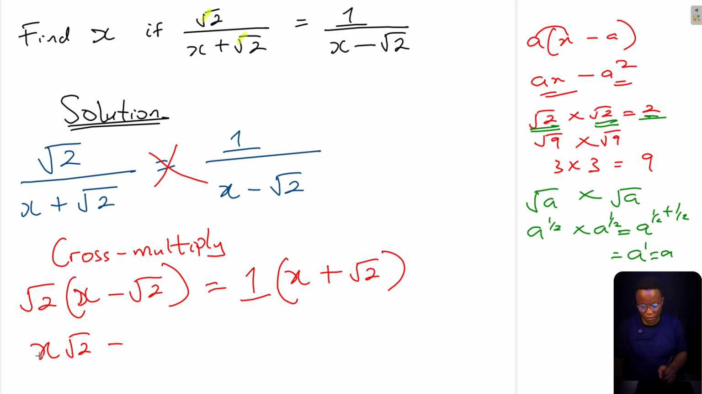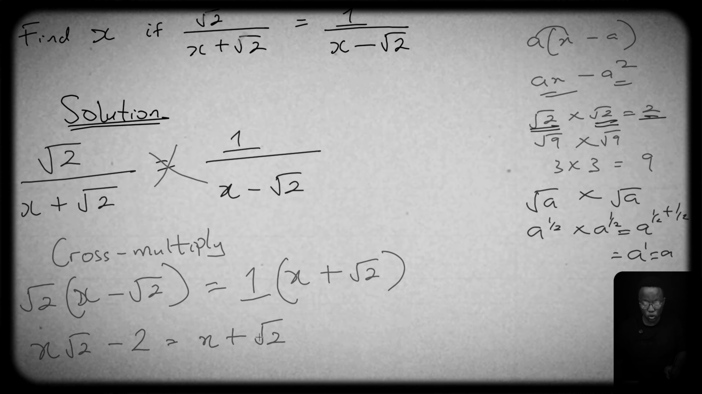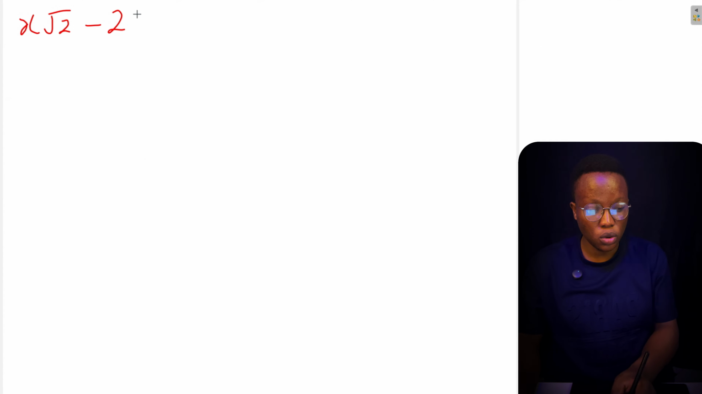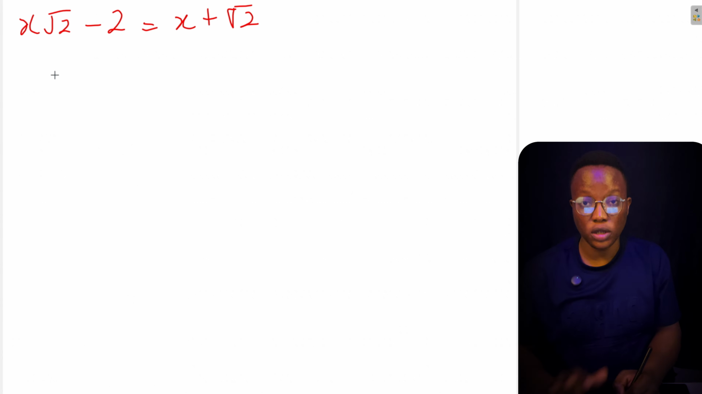So we have x into root 2 minus 2 is equal to 1 multiplied by anything, it's the same here, so is equal to x plus root 2. x into root 2 minus 2 is equal to x plus root 2. Okay, so this is where we are at right now. This is the equation we have.